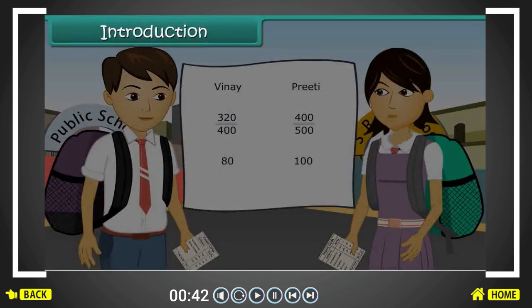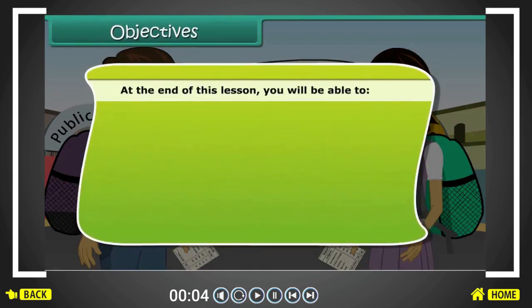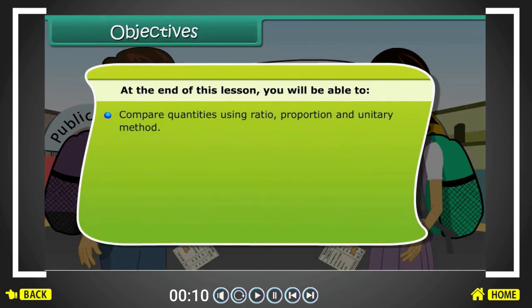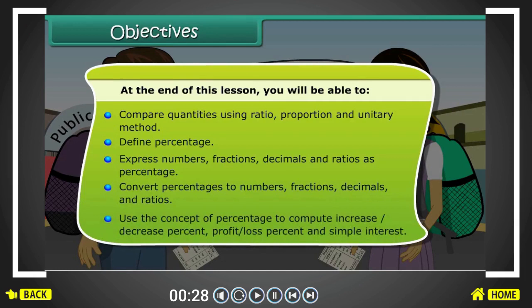In this lesson, you will learn to compare quantities. Objectives. At the end of this lesson, you'll be able to compare quantities using ratio, proportion, and unitary method. Define percentage. Express numbers, fractions, decimals, and ratios as percentage. Convert percentages to numbers, fractions, decimals, and ratios. Use the concept of percentage to compute increase or decrease percent, profit or loss percent, and simple interest.